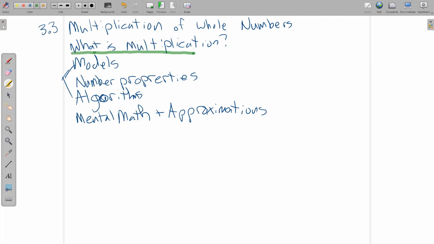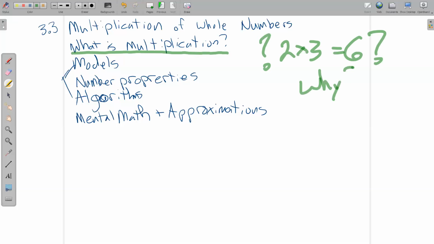So first thing is, what is multiplication anyway? So if you could just take a moment to write down on a piece of paper what multiplication means to you. What does it mean to multiply? Like I could give an example, 2 times 3 is 6. Okay, but why? Why is 2 times 3 6? Why should that be the case? What does multiplication mean that brings me to that conclusion? So write down what you think about what multiplication means. And then we'll investigate further.